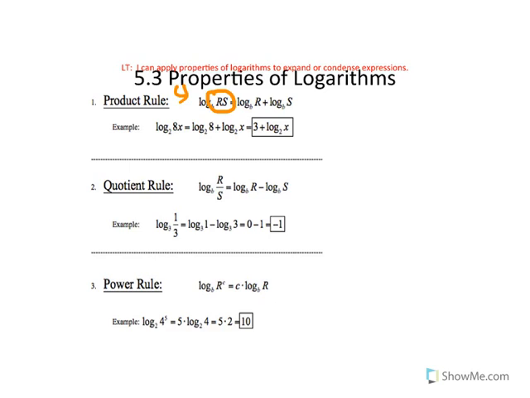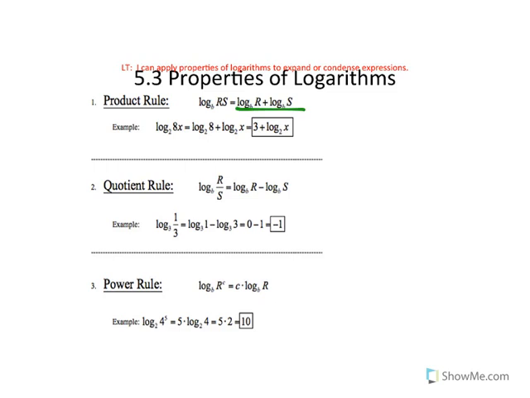Now keep in mind your learning target says I can expand or condense logarithms. So if I gave you this statement on the left, then I could ask you to expand it into the one on the right. However, maybe I start you out with the one on the right that says log base b of r plus log base b of s.